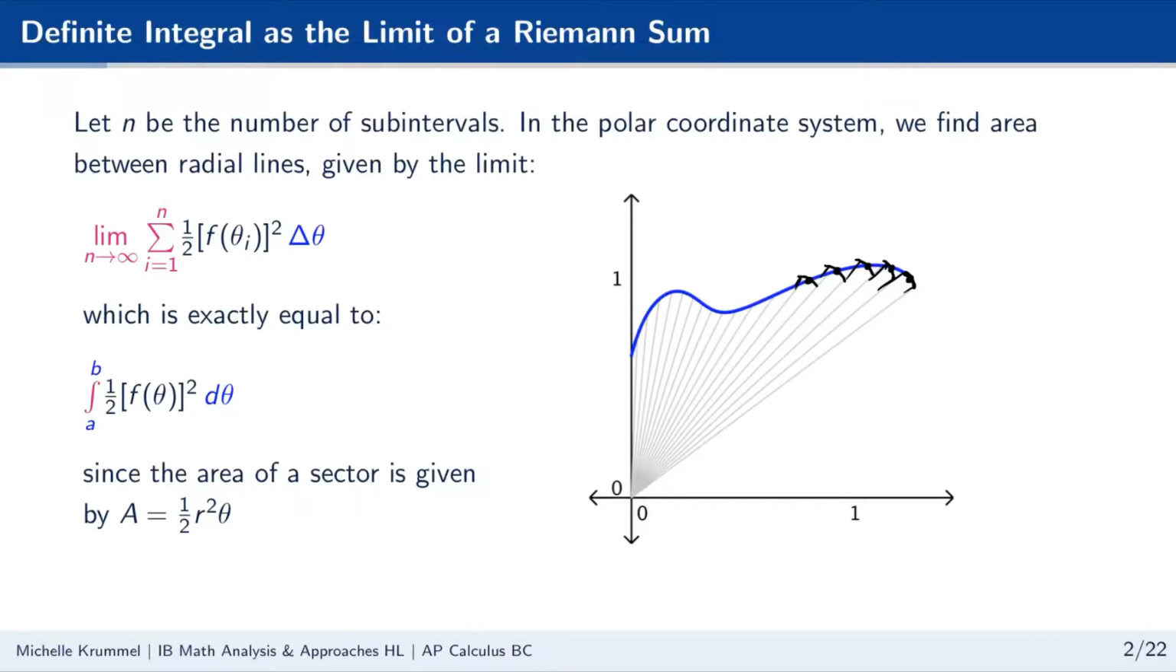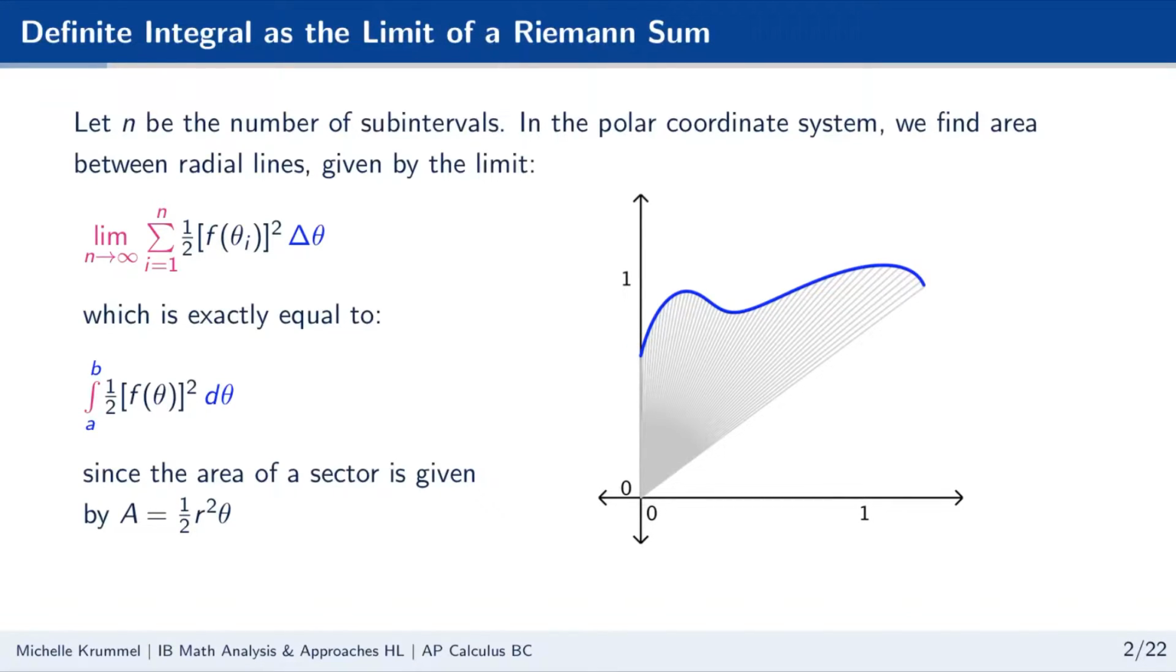So let's make them even smaller. And we're going to get a picture that looks something like this. So we're doing much better here. Very small error already, even with this finite many sectors. But we're going to use the limit to let the number of sectors approach infinity.